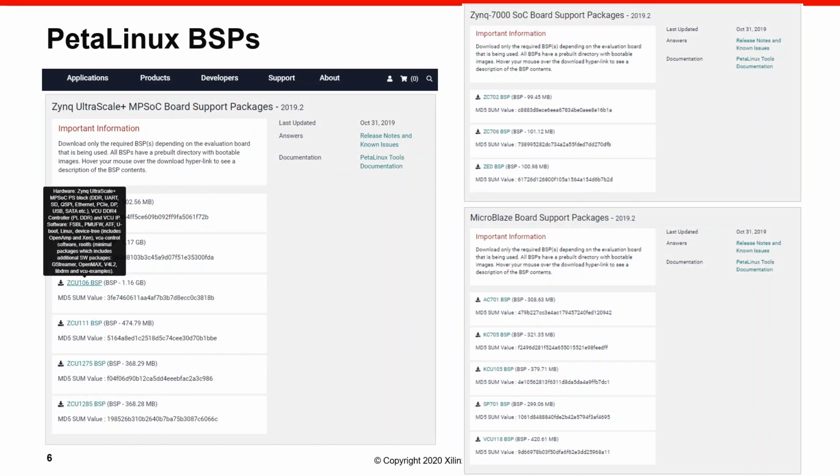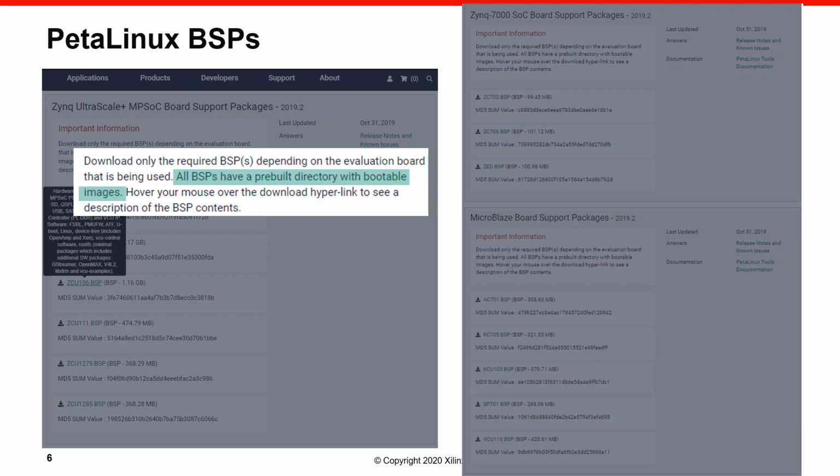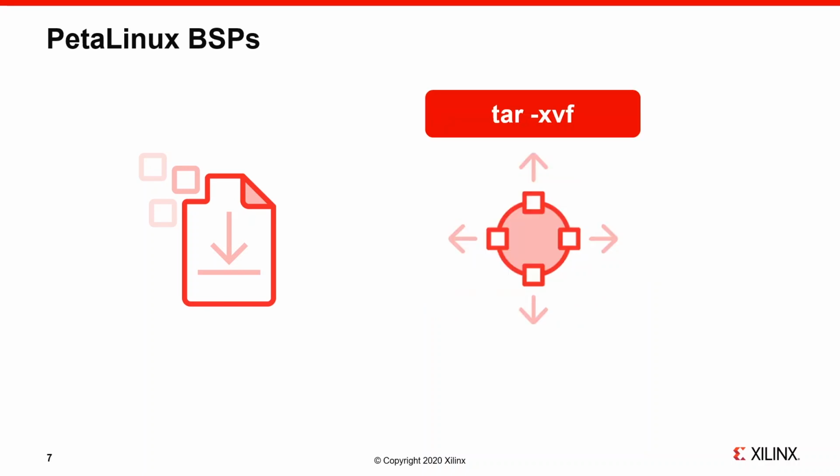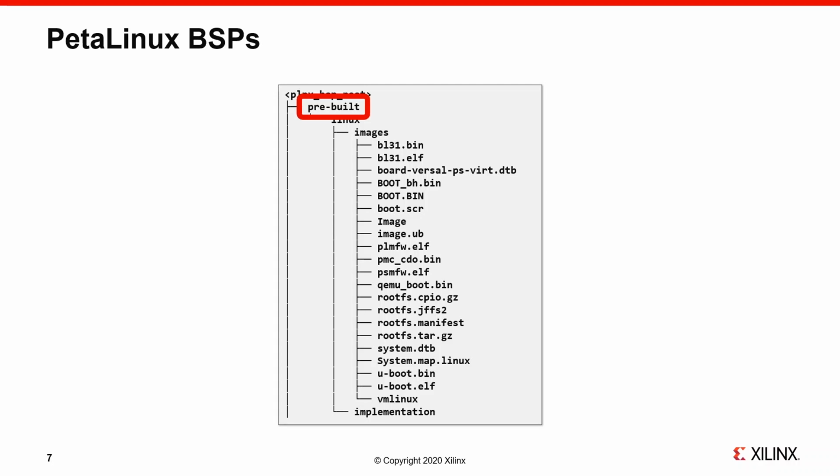Many complete reference projects are available for download from Xilinx.com as PetaLinux board support packages, or BSPs. These BSPs have been tested by Xilinx on the respective boards. Each BSP includes pre-built binaries so you can quickly boot Linux on the corresponding evaluation platform without modification. If you download and install a PetaLinux BSP to create a PetaLinux project, or if you take the shortcut of doing a tar -xvf on the downloaded BSP, you'll find a pre-built directory with these binaries. You can use these as is.